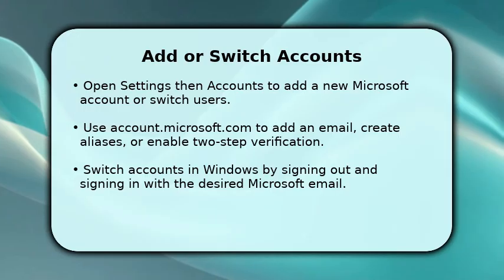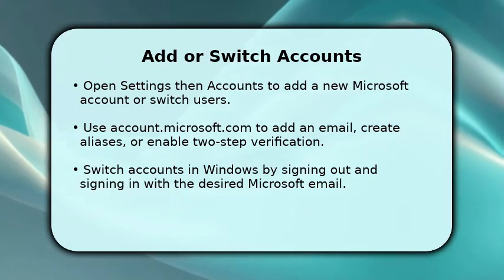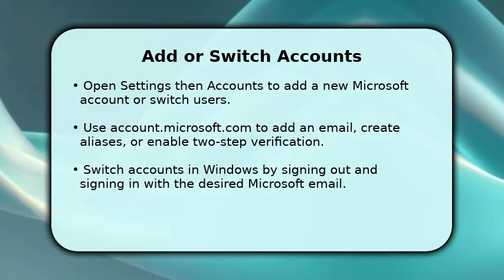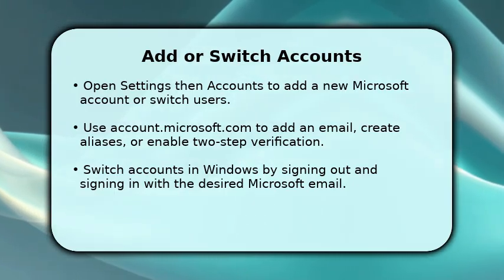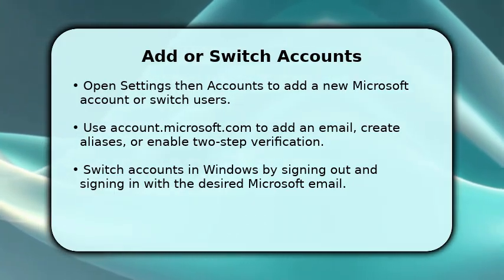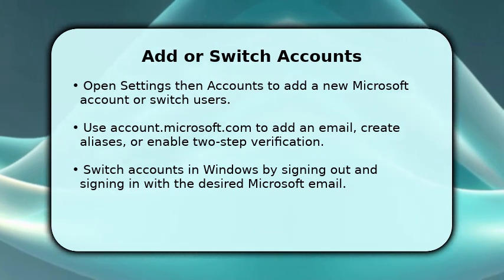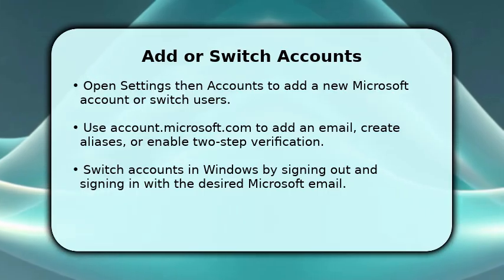Use account.microsoft.com to add an alias or manage sign-in preferences and two-step verification. To switch on Windows, sign out, then sign in with the desired Microsoft email and password. Confirm OneDrive sync and app access after signing in to restore your data.